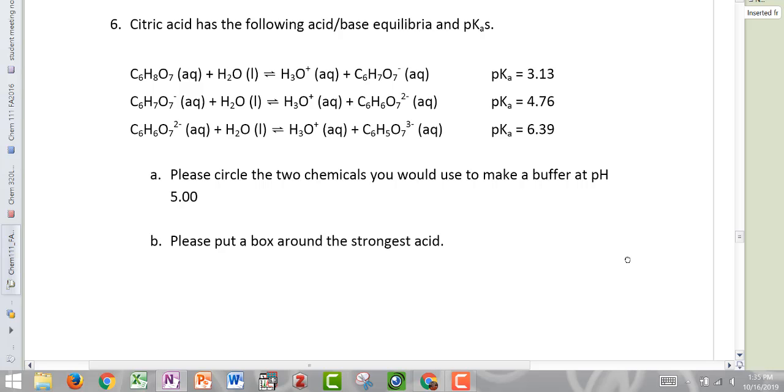What do I do? Okay, so the middle equation there, with a whole bunch of numbers and stuff I don't want to pronounce, has the pKa that's closest to 5. The pKa that's closest to the desired pH tells you about HA.